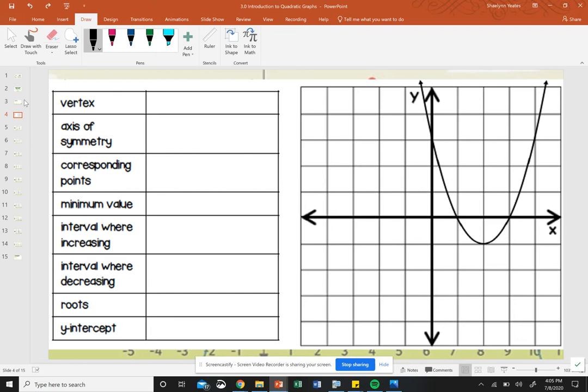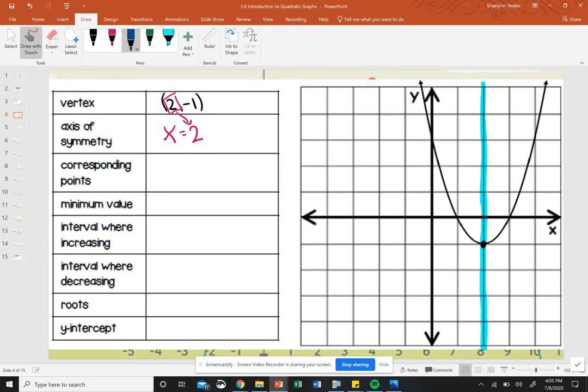Okay, so the vertex is that lowest or highest point. So in this case, it's the lowest point. It's right here. So my vertex is at (2, -1). My axis of symmetry is where if I folded this parabola in half, it would land on itself. So if I fold it on that vertical line, there we go. And that vertical line is x equals 2. Notice this 2 and this 2 are the same.